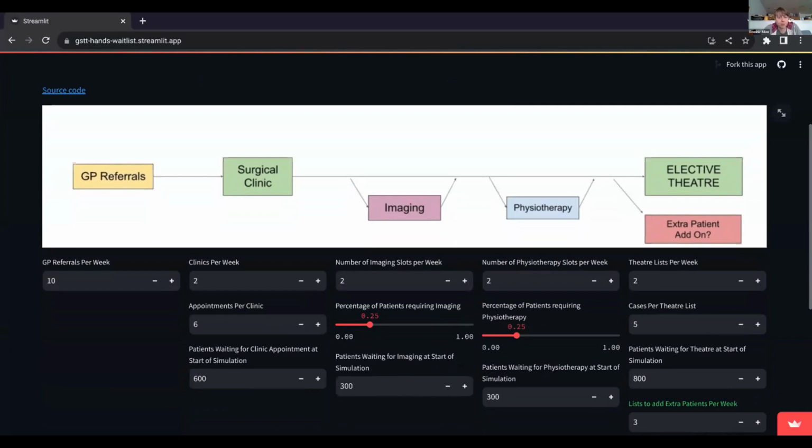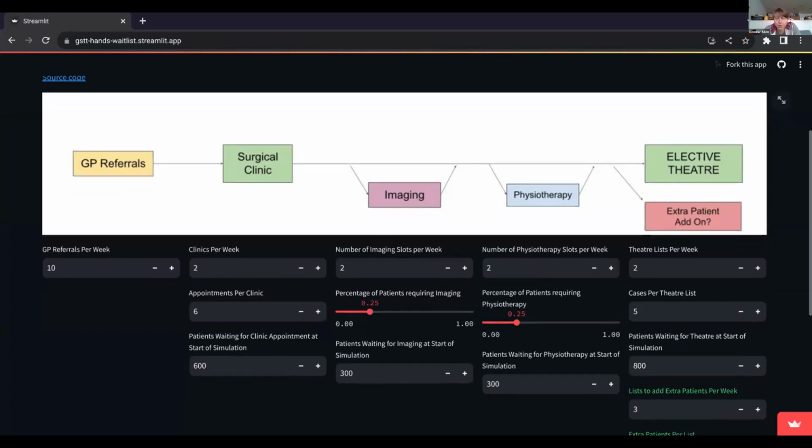You get referred by your GP. You then wait to be seen in a clinic. Then you might need, let's say, some sort of imaging like an X-ray or CT. You might need to have some sort of physiotherapy or other kind of therapy beforehand. And then once you've gone through all of those things, you are booked on for your theatre list, which you also have to wait for that to become available.